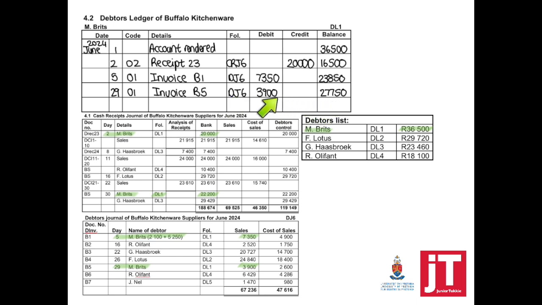Then on day 29, invoice number B5, amount 3,900 from the debtors journal. Calculate the new balance by adding 3,900 to 23,850. And then the last transaction, day 30, source document, bank statement from the cash receipts journal. And the total amount, this is what I referred to earlier. What is the balance? Times 80%. That is the amount which was paid, 22,200. So what is the balance left over? 5,550.